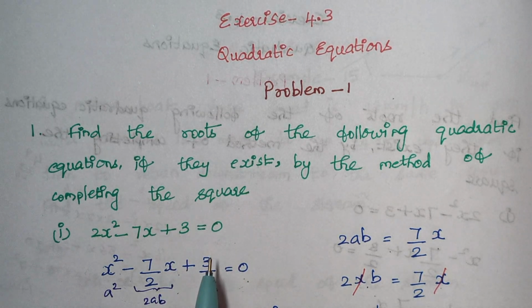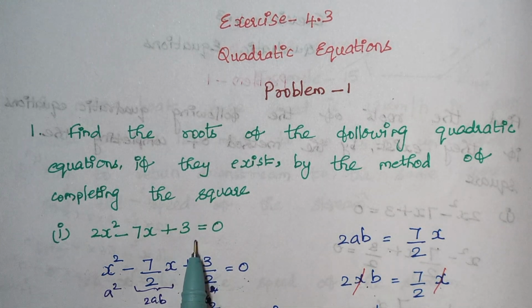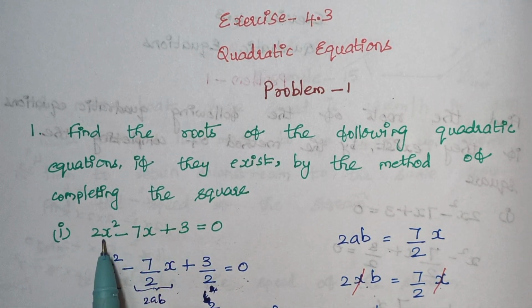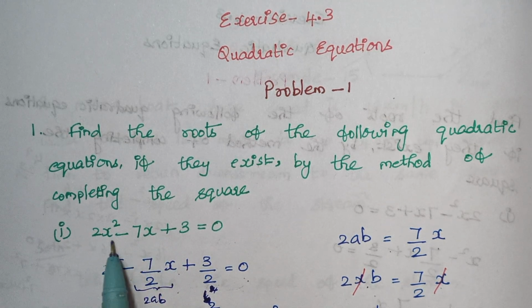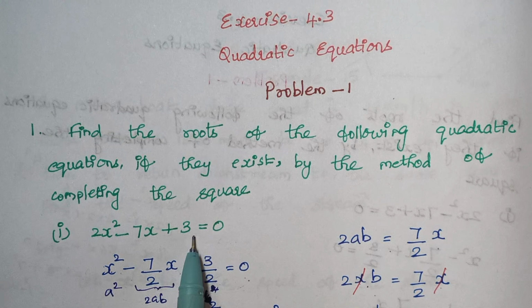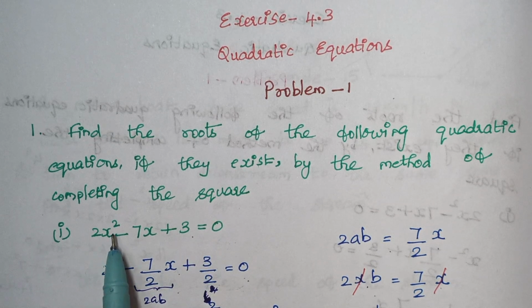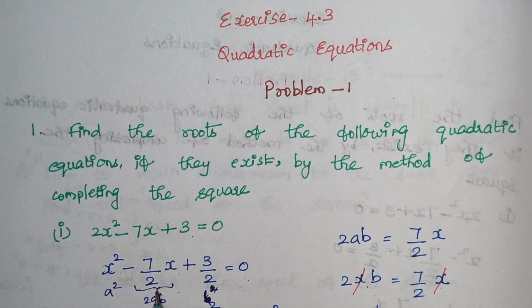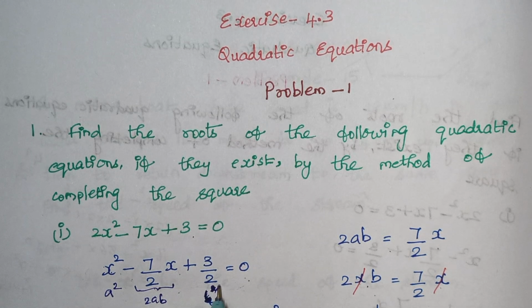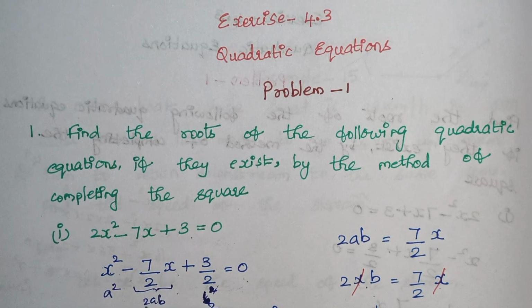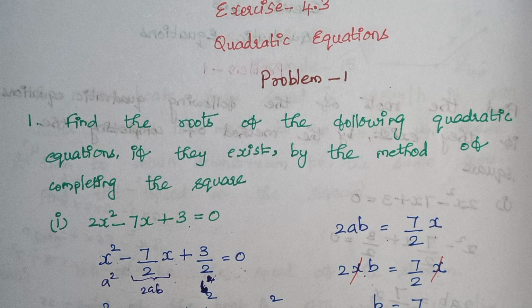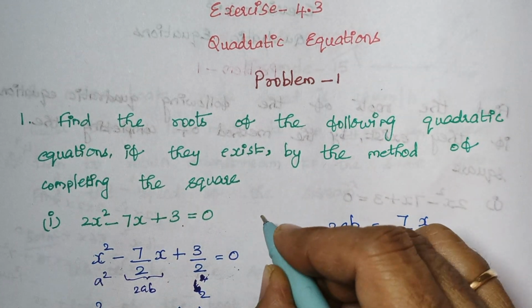First I'll show you how to solve this problem by method 1. So here we have the coefficient of x square as 2. So we are going to divide this entire equation by 2. So when you divide, here we have x square minus 7 by 2x plus 3 by 2. So this minus 7 by 2x holds for the expression 2ab.